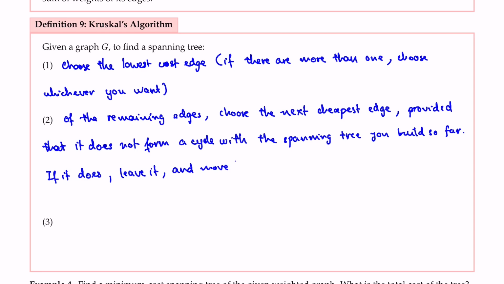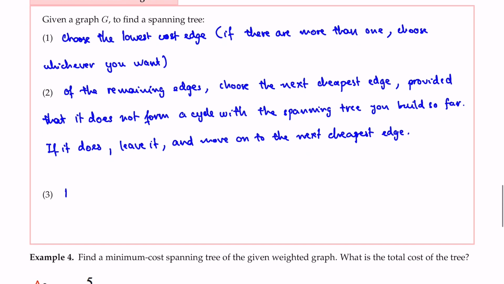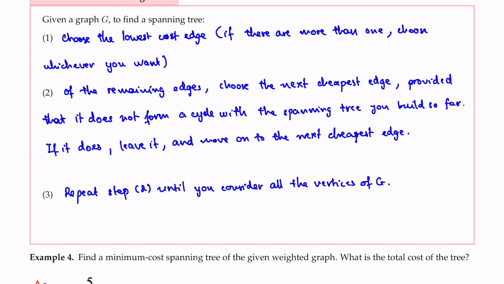And move on to the next cheapest edge. And for step 3, the final step, repeat step 2 until you consider all the vertices of G. And then after you consider all the vertices of G, whatever you have is the minimum cost spanning tree.